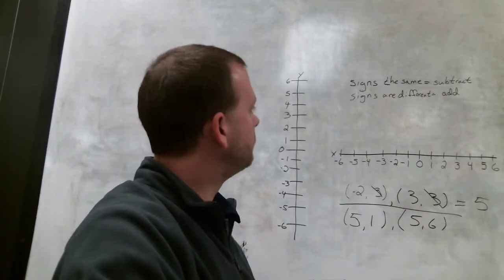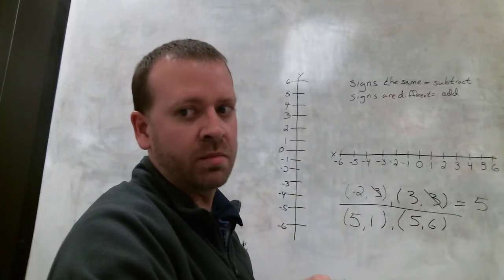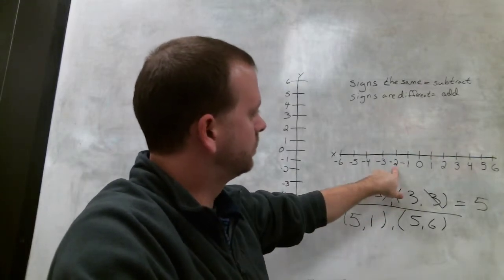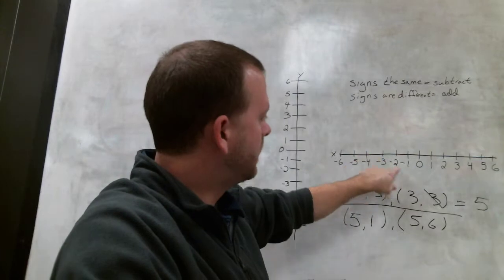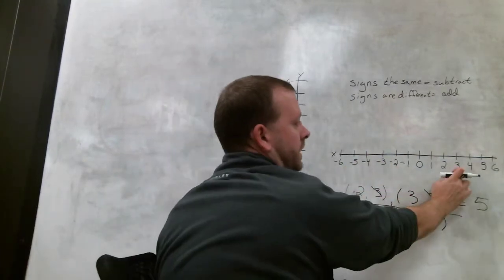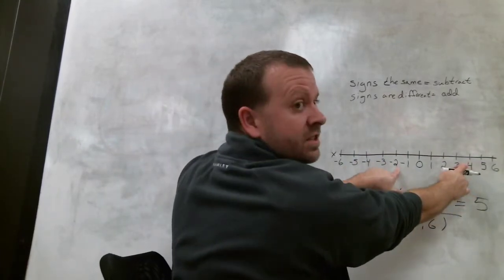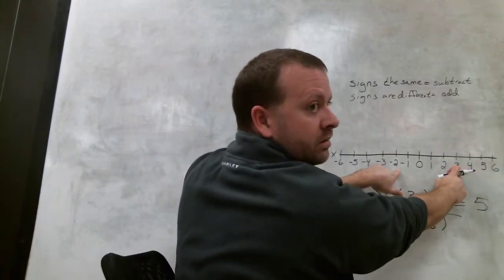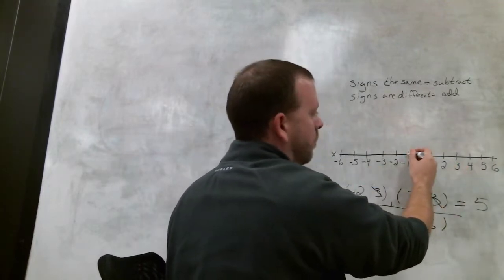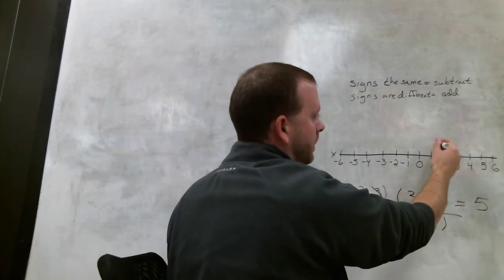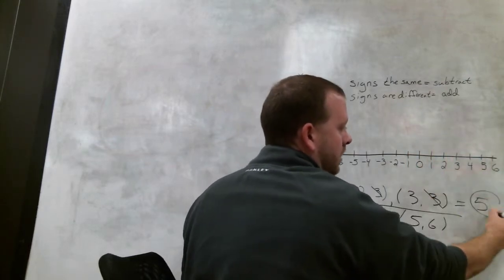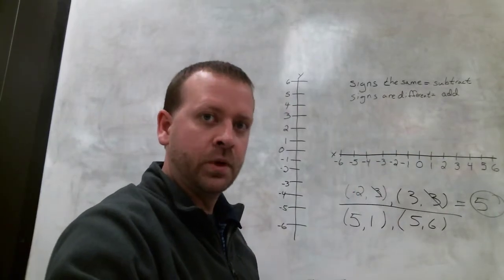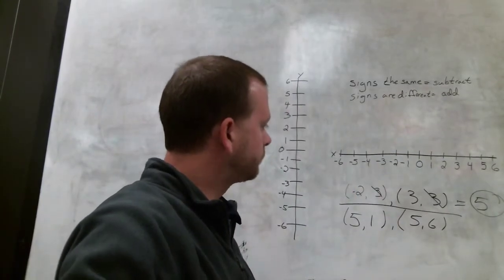Okay? Now, let me show you how to do it on a number line. All right, so I'm going to find my -2 right there. And then my +3 right here. So I've got to find the distance between these 2 points. So all I have to do is just count how many jumps I need to make. 1, 2, 3, 4, 5, which is the same as that. That's how you do it. It's that simple. Okay?